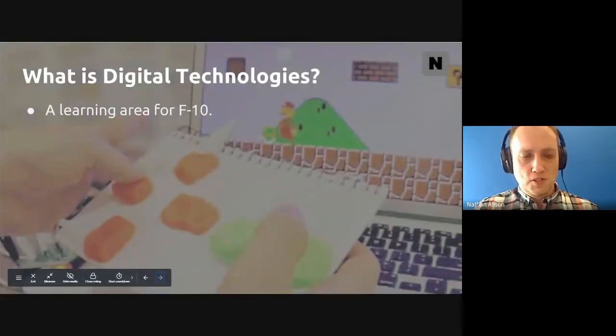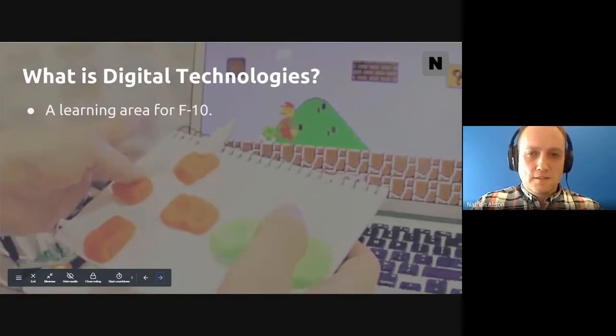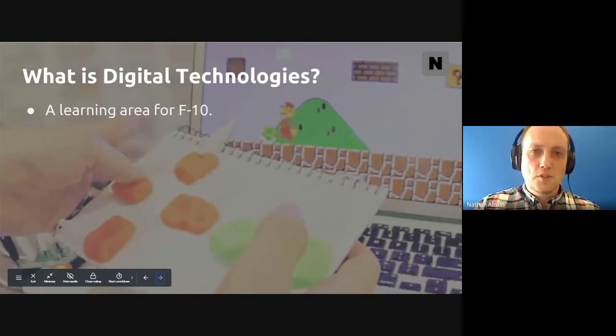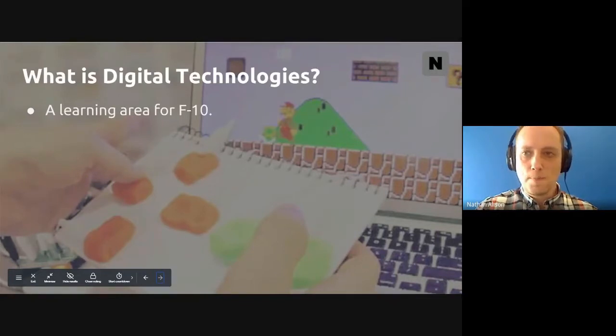On the next slide, digital technologies is actually a learning area for F to 10, as you'd be aware. It's specific thinking skills like the ones that we're discussing today. It's about creating, coding, working with data, coming up with solutions, and in many ways it's a computer science curriculum. So there's a lot of concepts in there and thinking skills that are used by IT professionals, programmers, engineers, people who work with digital technologies.